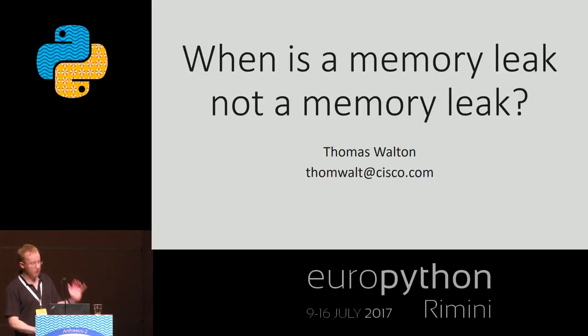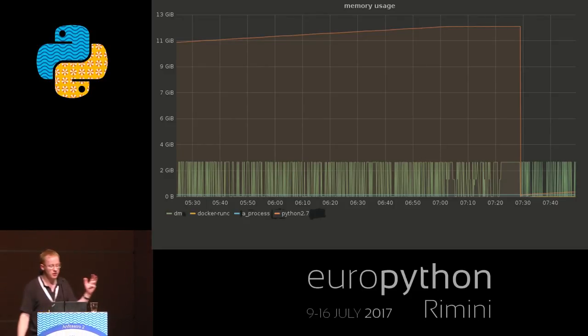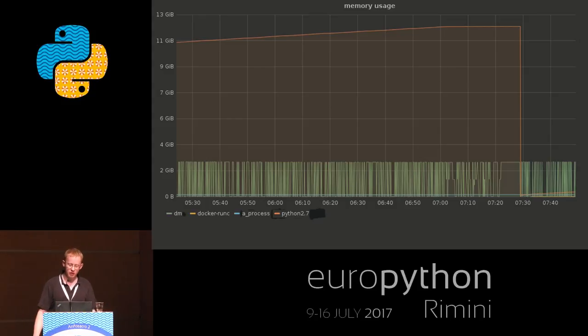But a colleague sent me this graph, and it's from the end of a test, and Python's the yellow line. You can see that the memory usage was up to 12 gigabytes, then the OS killed it because it had no memory left. So why was my program leaking 12 gigabytes of memory and then having to be killed? I've come across this before. This wasn't my first time debugging a memory leak. So I've thought of three reasons when a memory leak in Python is not a memory leak.